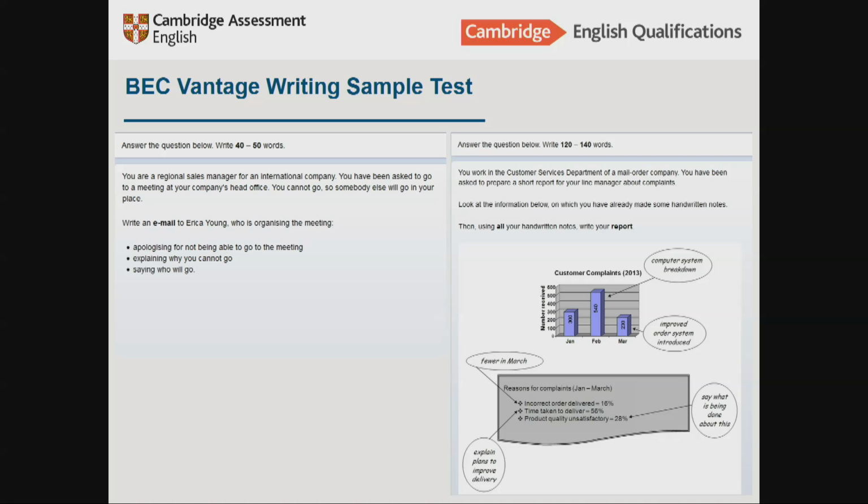So on screen here, you can see an example of the Vantage writing test. So we mentioned that there are 2 parts to the writing test. The first part is shorter. You'll be expected to write between 40 and 50 words. And the second part is longer. You'll be expected to write about 120 to 140 words.